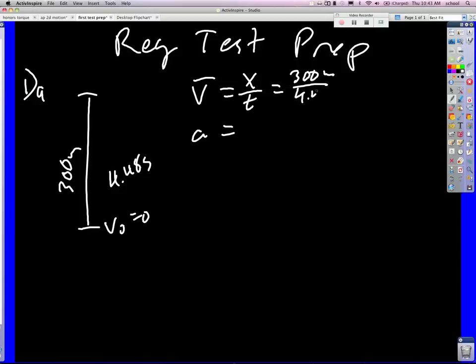So it's 300 meters divided by 4.48 seconds. That looks like it should come out to be something like, yeah, I was going to say around 70. So 67 meters per second.